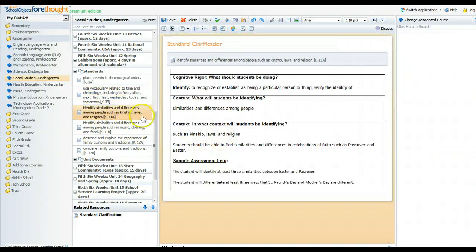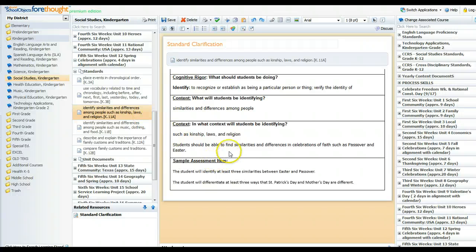On identifying similarities and differences, we want you to find similarities and differences in celebrations, for example, celebrations of faith such as Passover and Easter. So some of your sample assessment could be to identify at least 3 similarities between Easter and Passover, or differentiate at least 3 ways that St. Patrick's Day and Mother's Day are different.